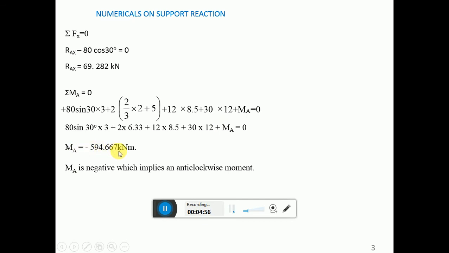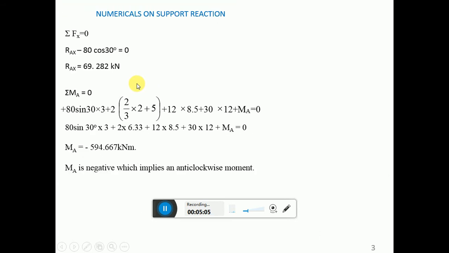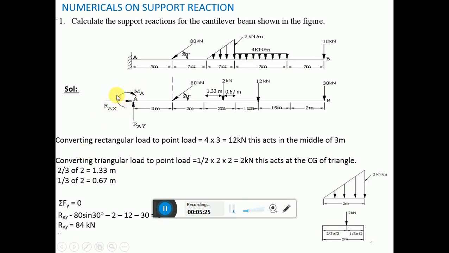594.667. In the previous problems, if I took the moment about this point, there was no couple acting here. That is why MA did not appear. Whereas here you have this MA in the fixed support. That is why you are getting MA equal to this much. But we have got a negative answer. What does this mean? This means that you had taken it as clockwise. We got a negative sign, which means it is actually in the anti-clockwise direction.